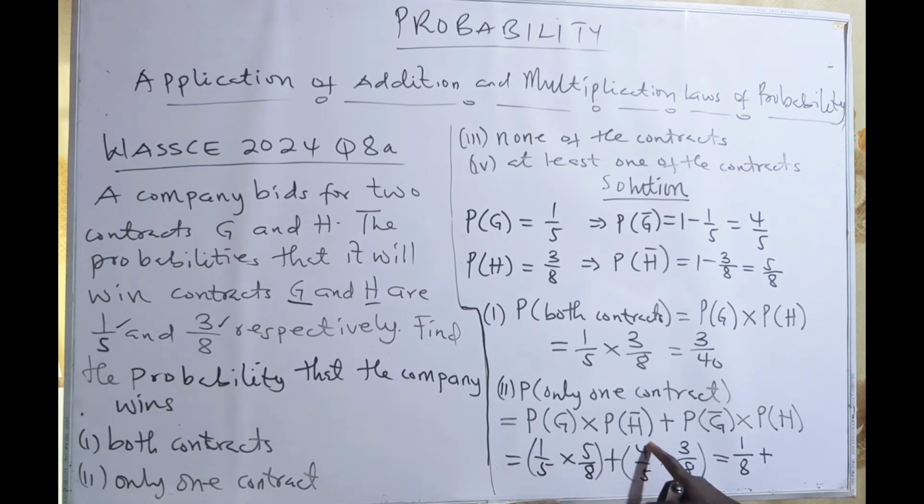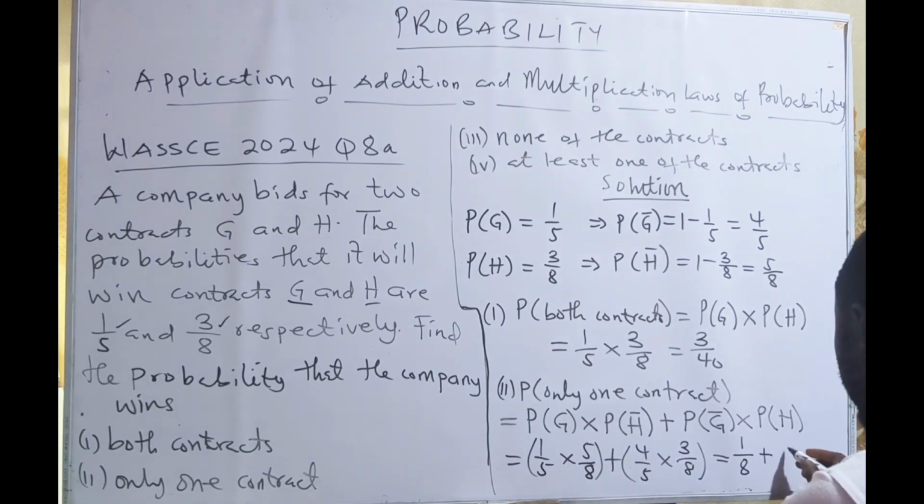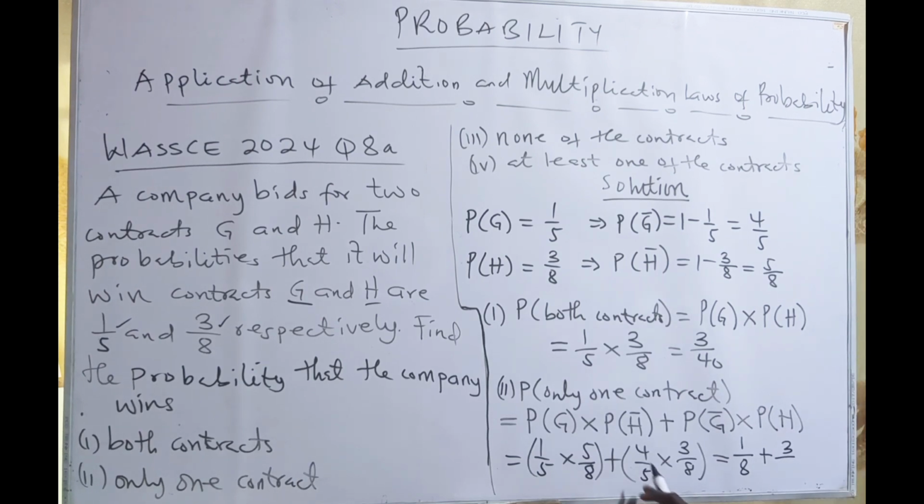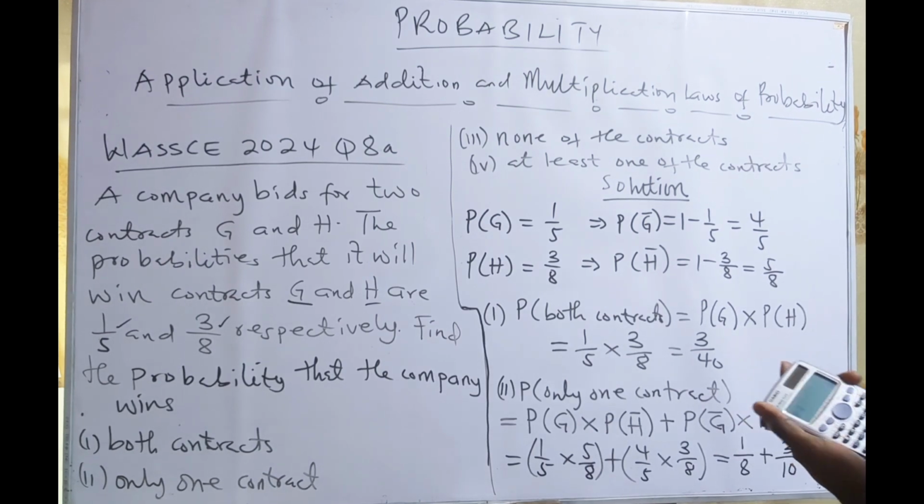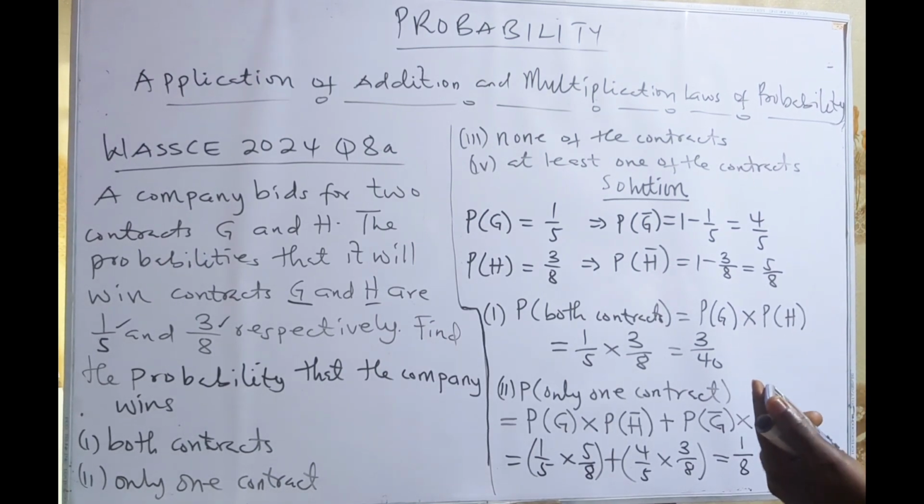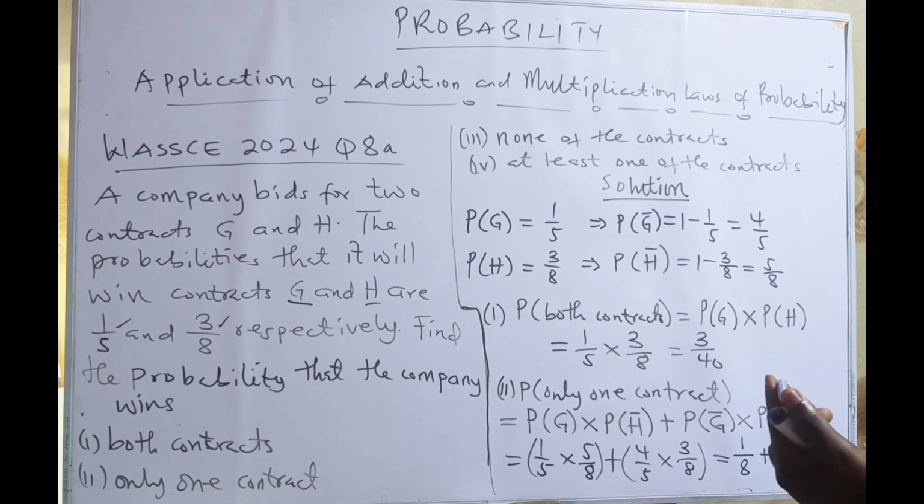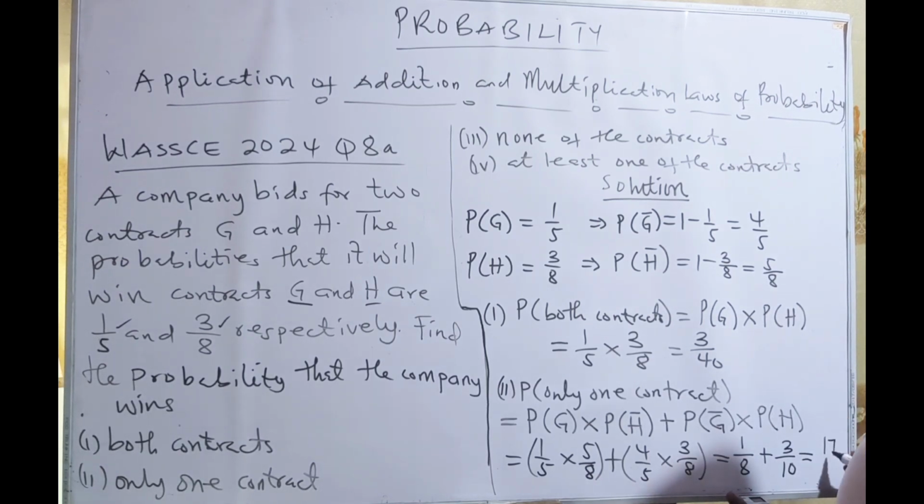So that I have 1 times 3 to give us 3, and then 5 times the 2 will give us what? Will give us 10. So 4 over 5 multiplied by 3 on 8 will give us 3 on 10. Then our final answer becomes 1 over 8 plus 3 on 10. That is 17 on 40.